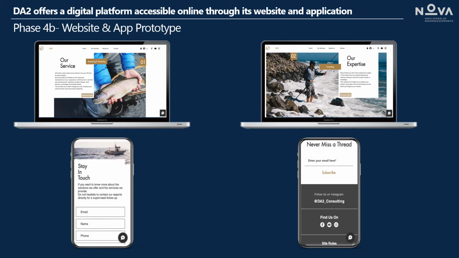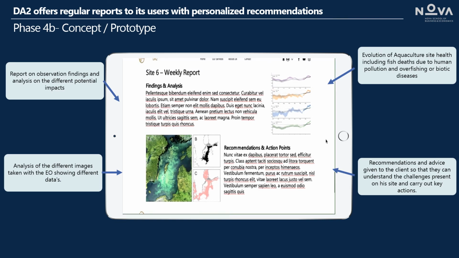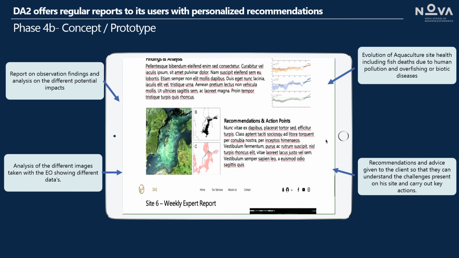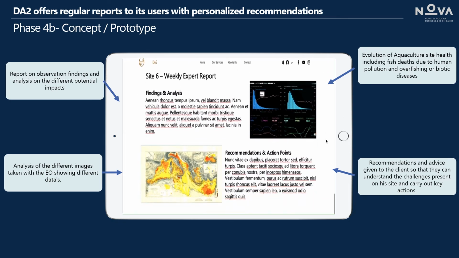Here you can see some screenshots of our website and the app prototype. While this one is the concept of our actual weekly report. In the beginning, you can find observation findings and analysis on the different potential impacts, and also the evolution of aquaculture site health, including fish deaths due to human pollution or overfishing or biotic diseases. All this is followed by recommendations and action points.